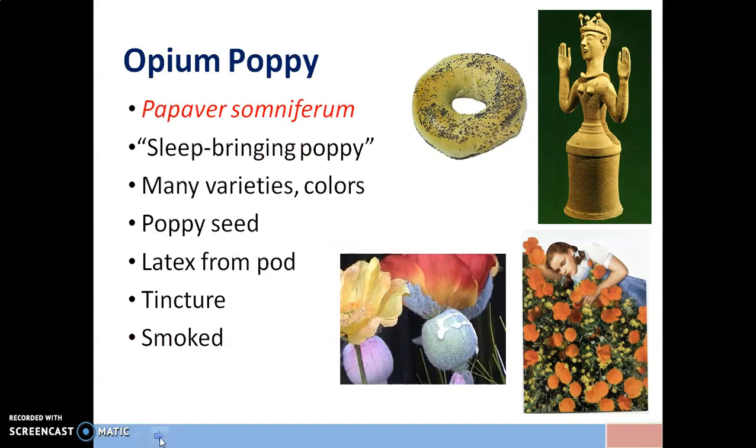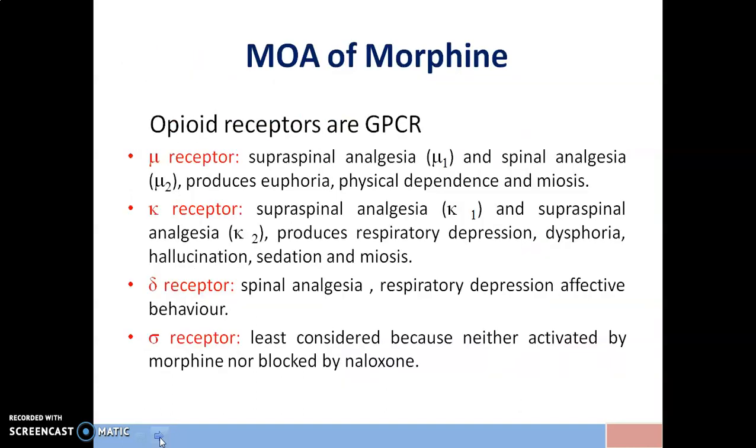So opioid analgesics are obtained from the opium poppy, that is Papaver somniferum. It is also called the sleep bringing poppy. There are many varieties of this opium and they are available in different colors. It is obtained from poppy seed and latex from the pod. It can be used as a tincture or it can be smoked.